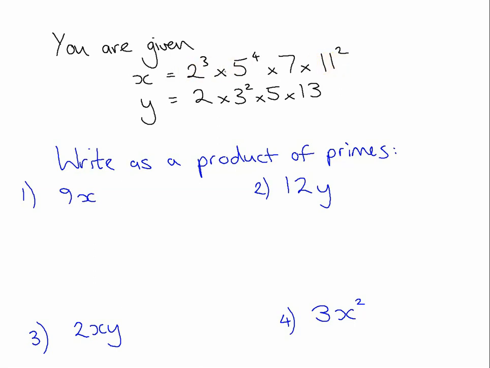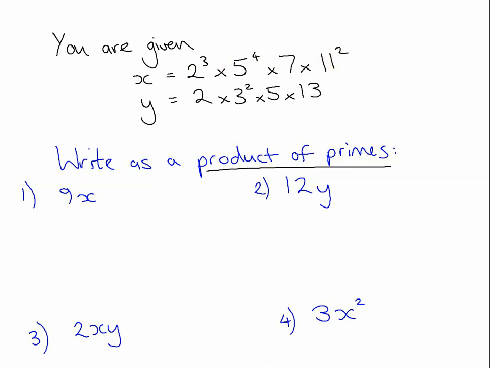So many people are obsessed with actually working this out. They type it all in their calculator, times by 9, and just write a massive number. It's not what it says. It says write it as a product of primes. So we know x is written as a product of primes, but we want 9x. So we're actually going to times that by 9.